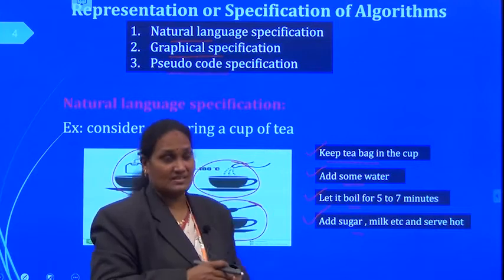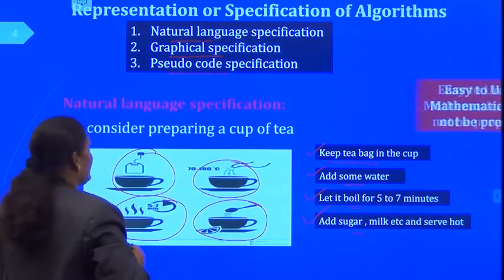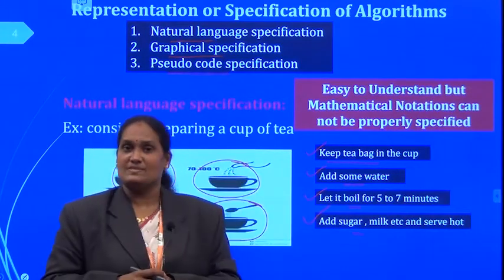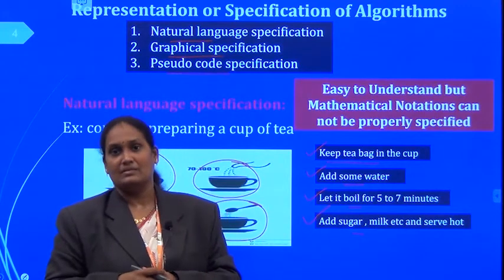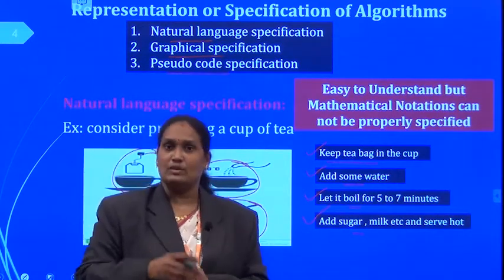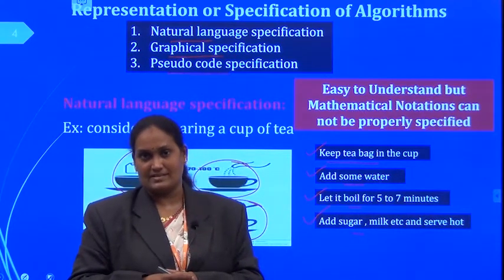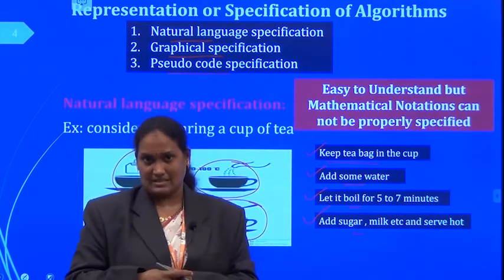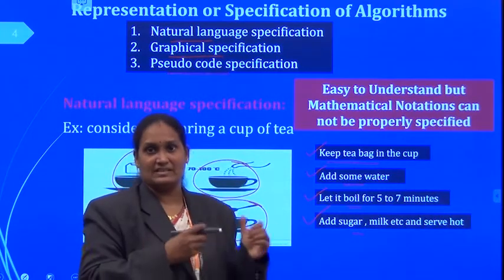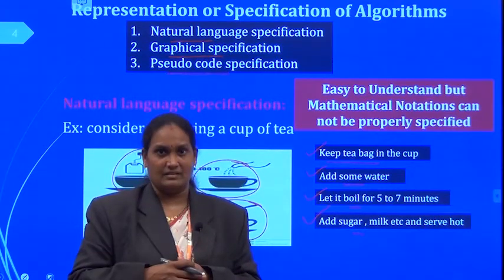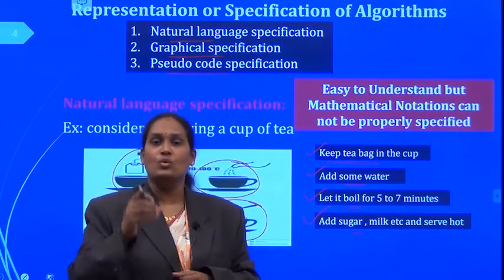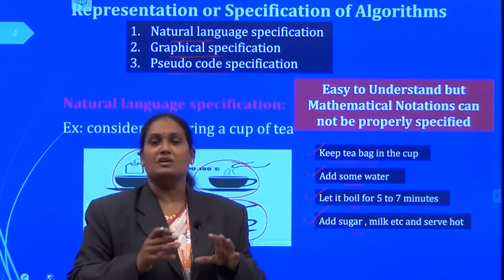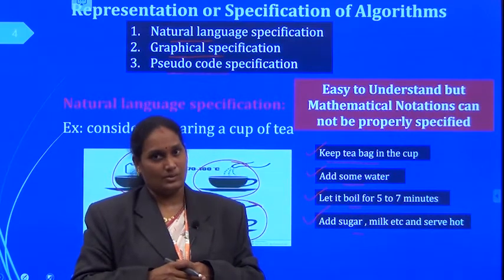But if you want to use some complex mathematical structures, what can we do? This natural language specification is very easy to understand, but it is somewhat difficult to represent complex mathematical notations such as trigonometric functions, logarithmic functions, sinusoidal functions, etc. The main advantage of this method is it is very easy to understand. Anyone who sees that particular algorithm and knows that language can easily understand it. But it is somewhat difficult to represent mathematical notations.